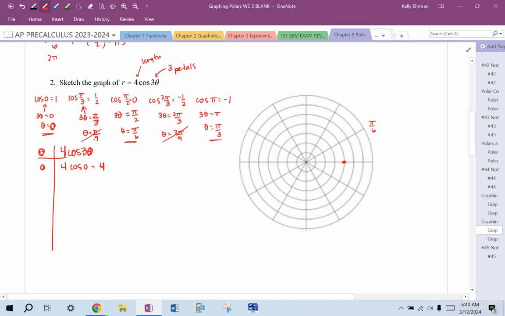And then I'm going to plug in, I'm not going to worry about pi over 9. Let's do pi over 6. So 4 cosine, if I plug in pi over 6, it's 3 pi over 6. So that's pi over 2. So that's 4 times 0. All right, so I know that so far the petal does something like this.